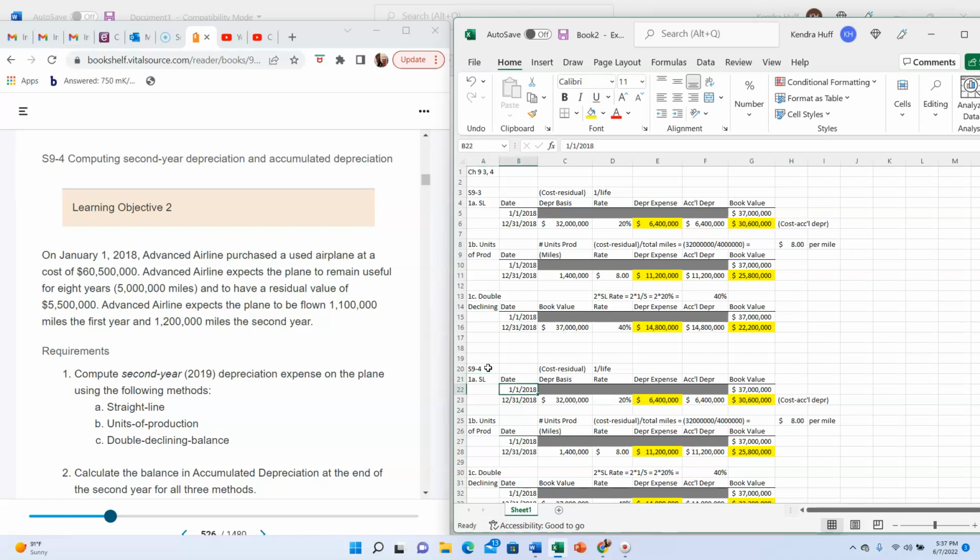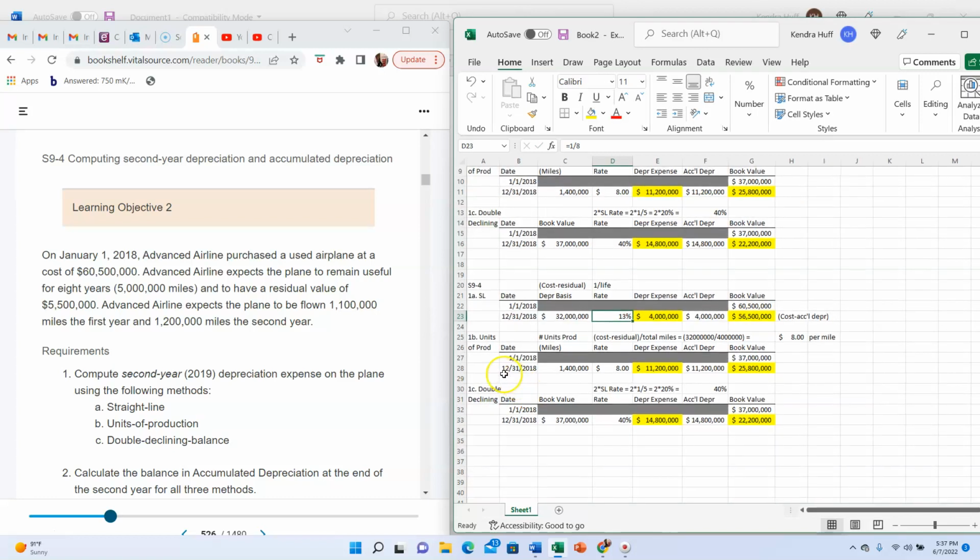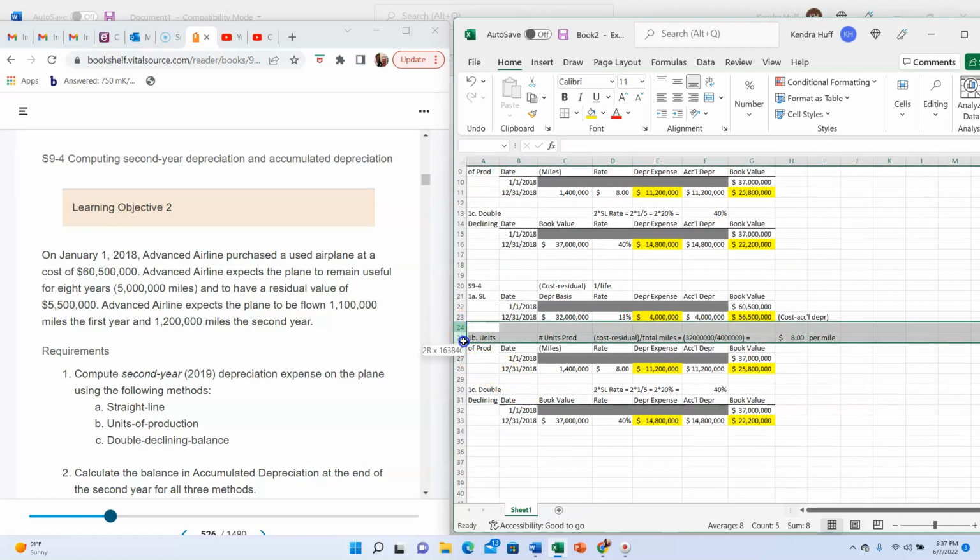Straight line. All right, it costs $60,500,000. Not 60,000, 60,500,000. And it has a useful life of 8 years. So this is going to be equals 1 divided by 8. And I need to put a couple of rows in here because we have to add the second year.